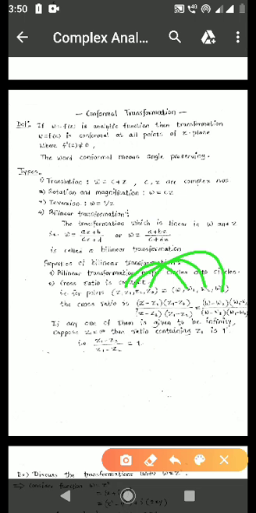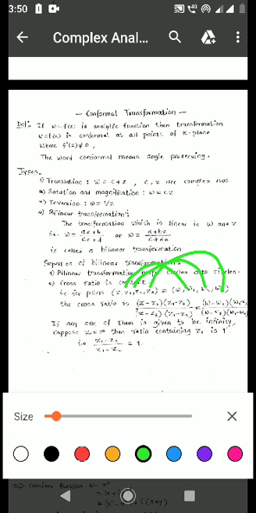So how to write the cross ratio? It is z minus z2 into z1 minus z3 upon z minus z3 into z1 minus z2. And on the right hand side, the same thing: w minus w2 into w1 minus w3 upon w minus w3 into w1 minus w2. So this is called the cross ratio property.